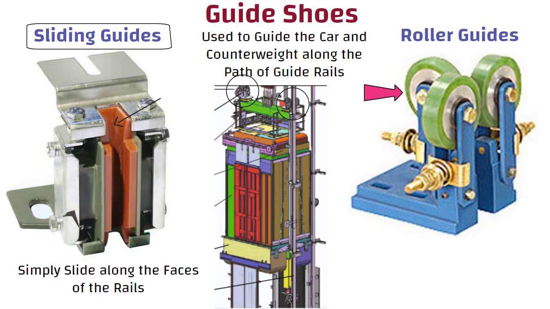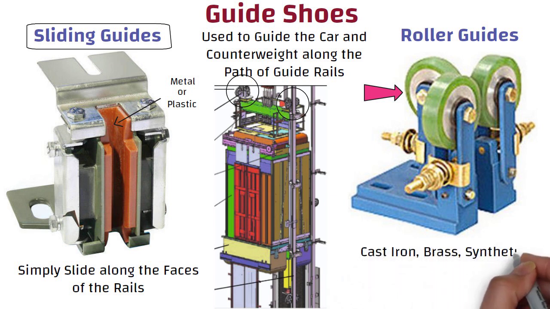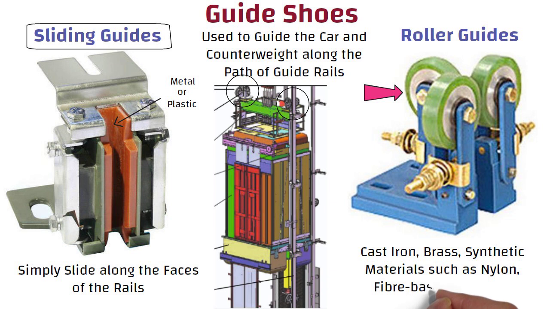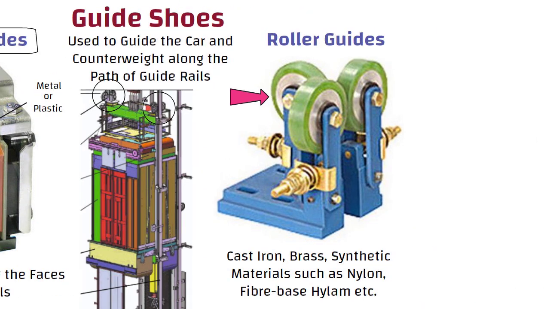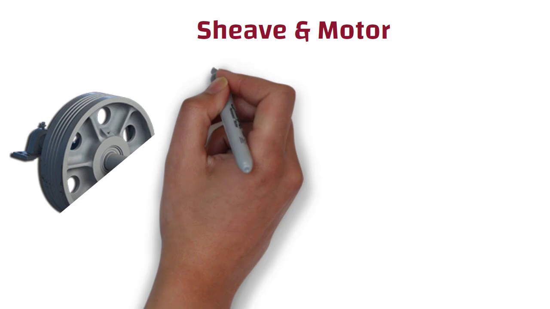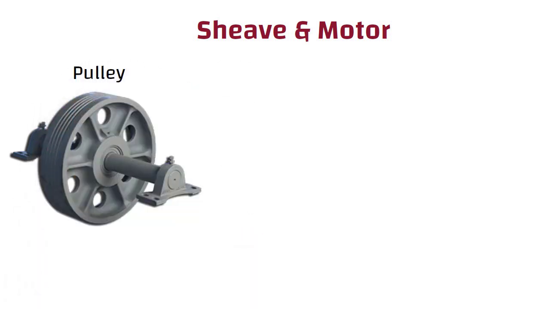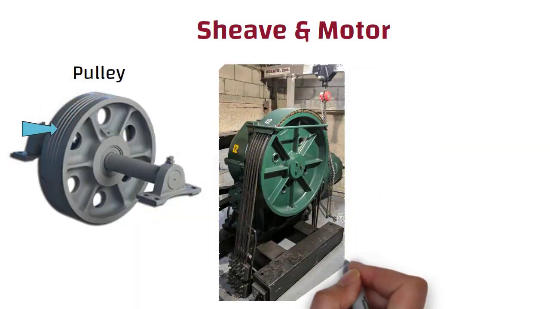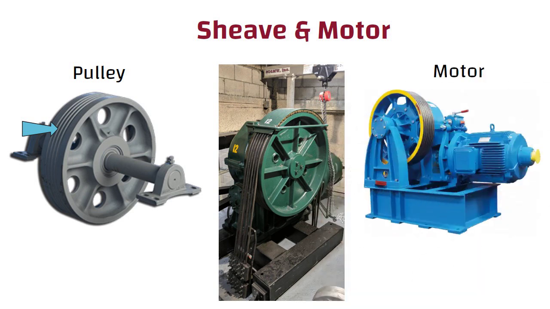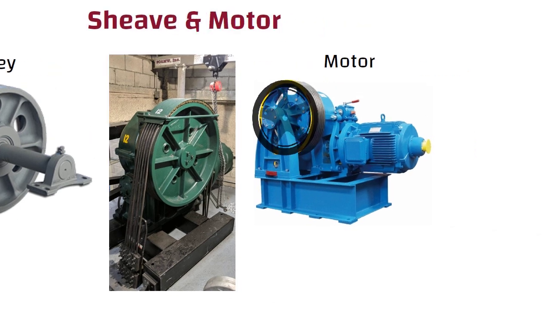The sliding insert or gib may be metal, requiring guide rails to be lubricated, or may be plastic material which is self-lubricating. Guide shoes are made of cast iron, brass, or synthetic materials such as nylon, fiber-based Hylam, etc. Sheave and motor. Sheave, also known as pulley. It has grooves in it and lets the rope be lifted, raised, and lowered. It is the motor that keeps the sheave moving in the correct direction, taking people where they need to go.